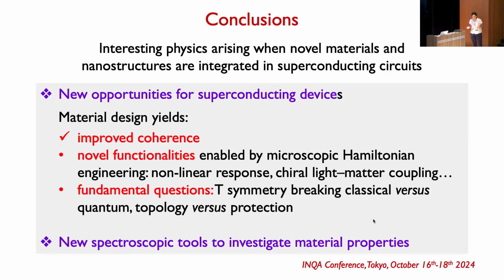Good. So this brings me to my conclusion, and I hope I've shown, as we have seen also in the previous talk, that there are new opportunities for superconducting devices. They may come from material design and improved coherence, but also, something I did not discuss but which for sure will be the focus of our next work, novel functionalities that may not be possible with current materials. So exploit the material to engineer novel types of coupling, like nonlinear response or chiral light-matter coupling. And then there is also a very fundamental question in this system, namely the role of spontaneous symmetry breaking. For example, one could investigate spontaneous symmetry breaking in the presence of dissipation.